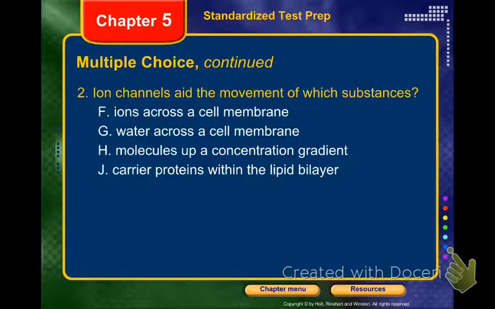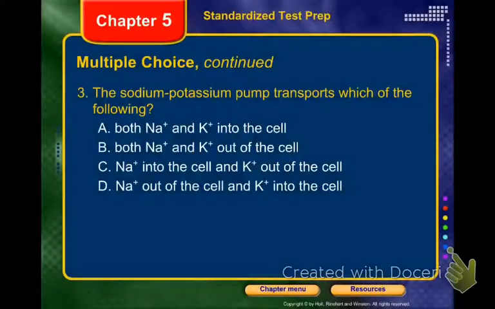Carrier proteins within the lipid bilayer. Ion channels aid in the movement of carrier proteins? No, but we have carrier proteins in the lipid bilayer. Molecules up a concentration gradient, but then why are they calling it a molecule channel, not an ion channel? So I agree, the very first answer does appear to be correct. Whew. But we would want to reason our way through. If there are any answers that you can eliminate, then that reduces the number of choices if you're not quite sure.